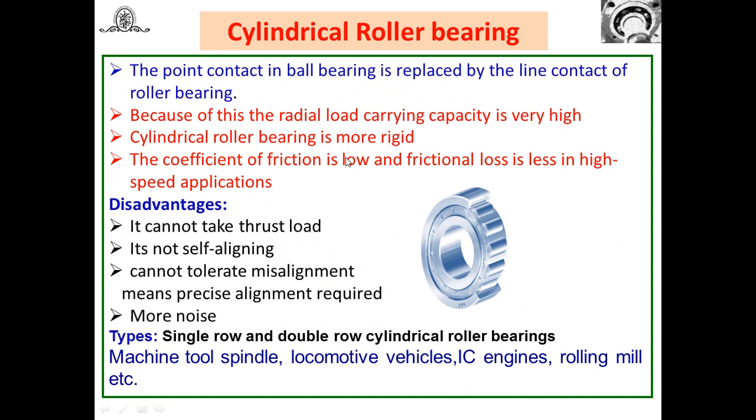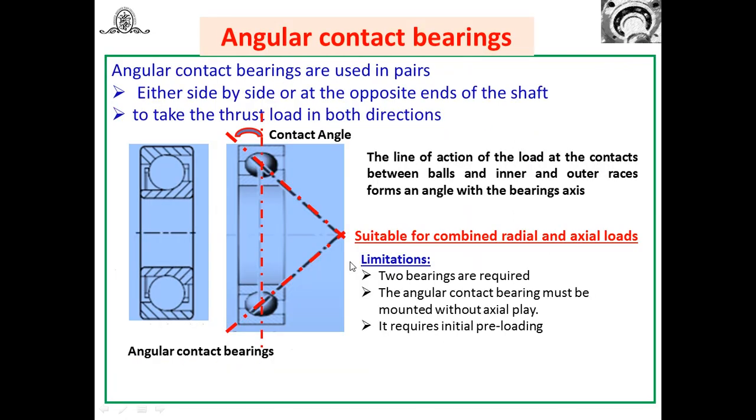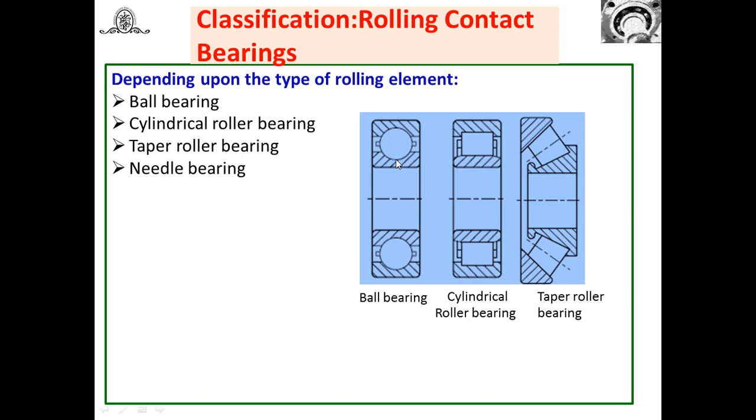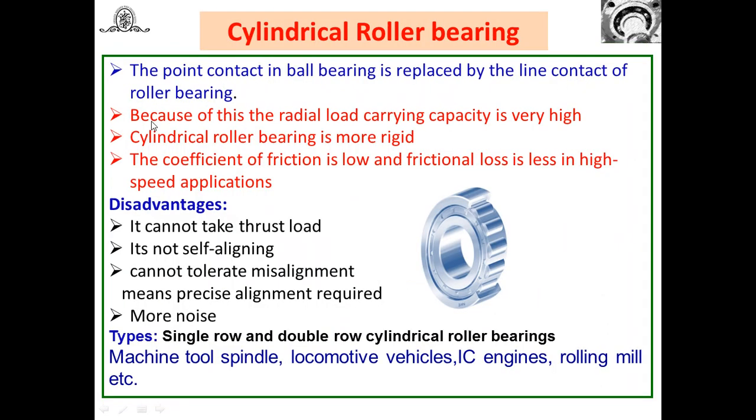Now let us see the cylindrical roller bearing. Here, in the cylindrical roller bearing, the point of contact in the case of the ball bearing is replaced. Look at this: in the ball bearing there is a point of contact, which is replaced by the line of contact of the roller. That means it's a roller. So instead of having a point contact as in a ball bearing, here you will get a line contact. So in the cylindrical roller bearing, the point contact is replaced by line contact.